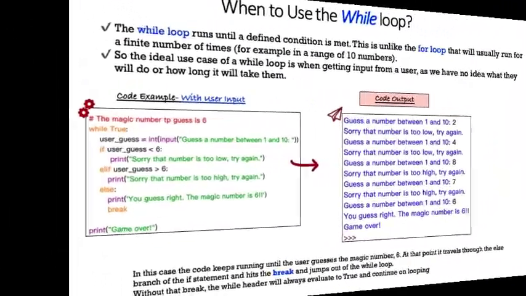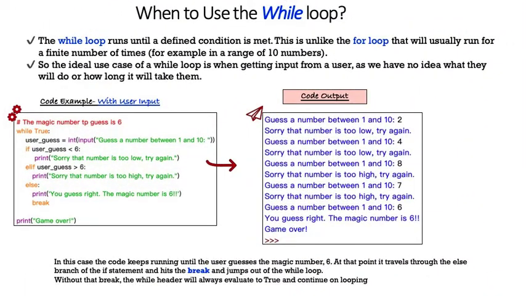And finally, let's talk about when to use the while loop, under what conditions. The while loop runs until a defined condition is met. We've proven that through our examples thus far. This is unlike the for loop that will usually run for a finite number of times, say, for example, when you're using it with the range method and you set the range to 10. So the ideal use case of a while loop is when getting input from a user, as we have no idea what they will do or how long it's going to take them to do it.